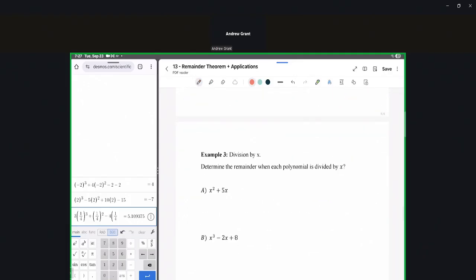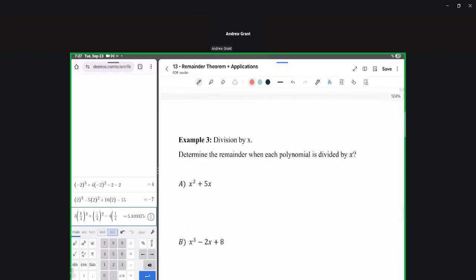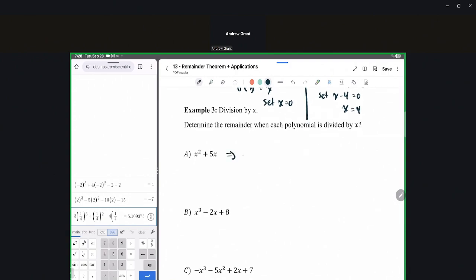Division by x is a weird question. Determine the remainder when each polynomial is divided by x. So what do we do? Well, keep in mind, we're trying to take a function f of x and we divide it by x. This looks pretty unusual, but remember, what did we try to do when we said, say, f of x was divided by x minus 4? Well, we set x minus 4 equal to 0. So then x is equal to 4. And so I bring the step up because we do the exact same thing here. Now it's just dividing by x. So we're going to set x equal to 0. That's it. So for all of these, we're just going to evaluate f of 0.